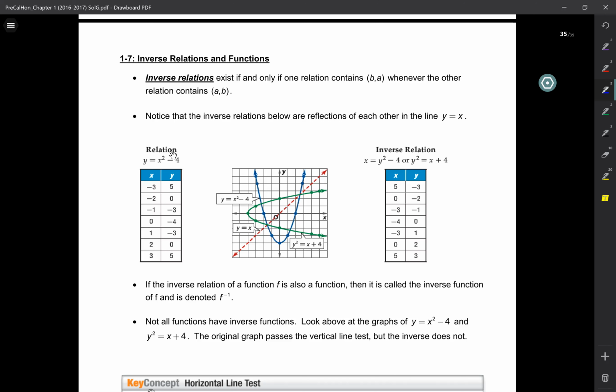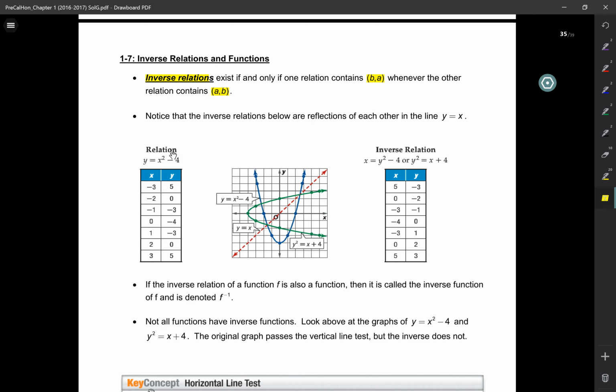Hi everyone, today we're going to look at section 1.7, inverse relations and functions. I know you've had a little bit of exposure to inverse functions, so let's recall what it means for two relations to be inverses of each other. Inverse relations exist if one relation contains a point (b, a) when the other relation contains (a, b). So there has to be that relationship where the x and y values are switched.